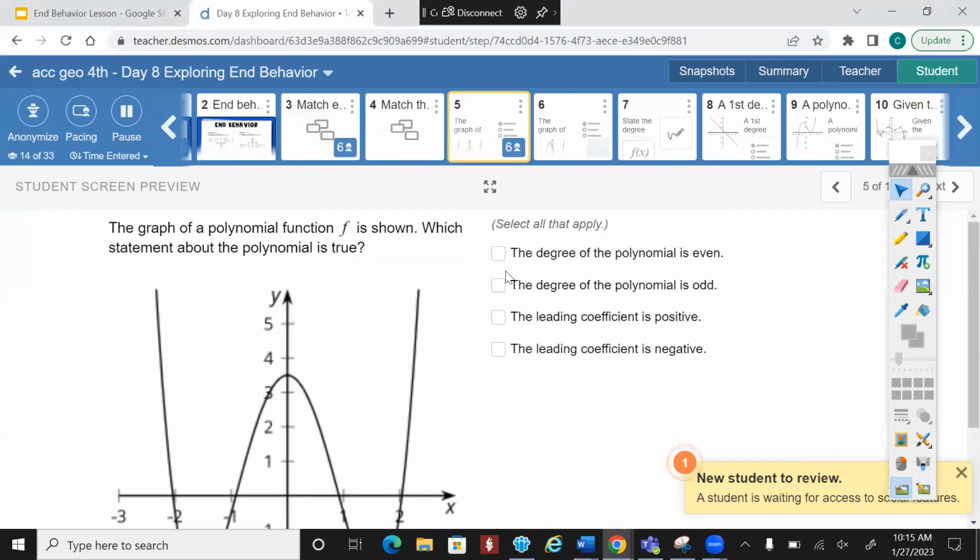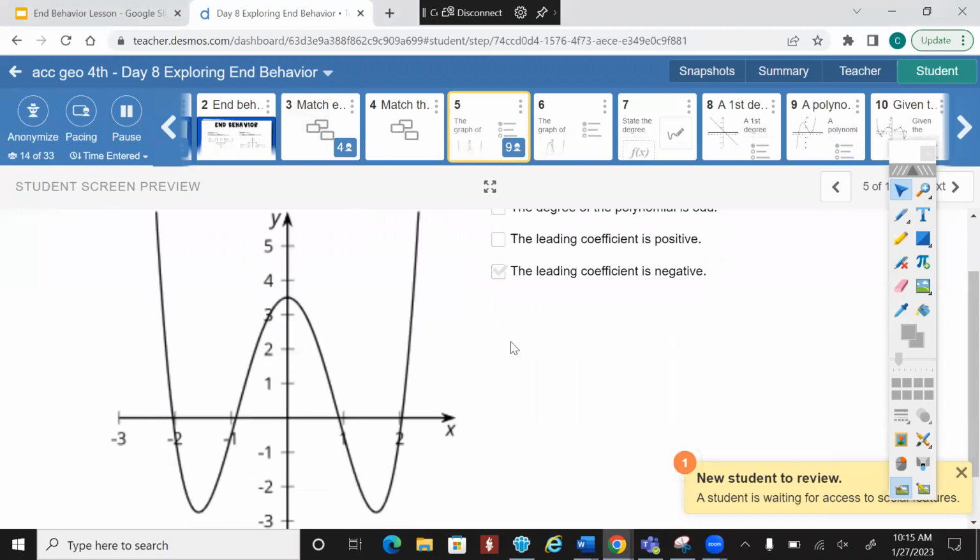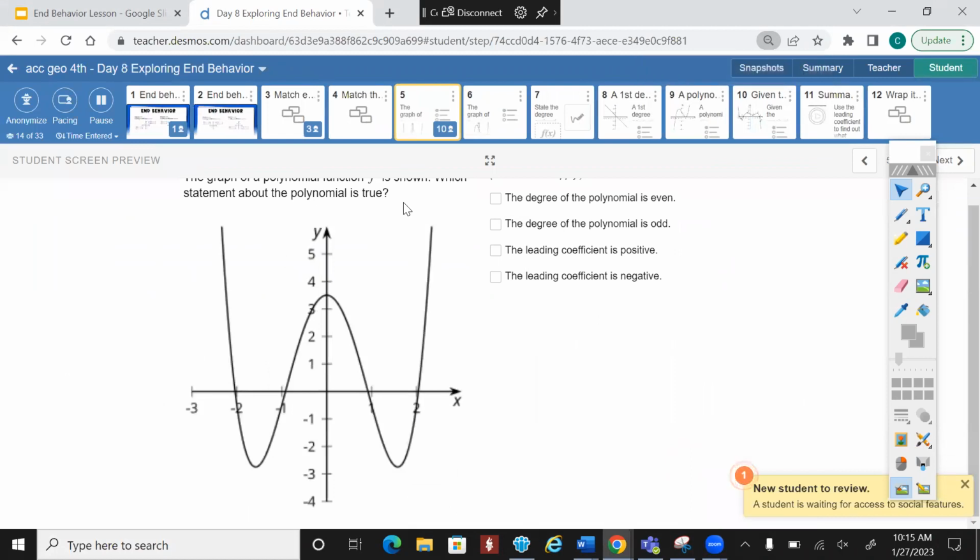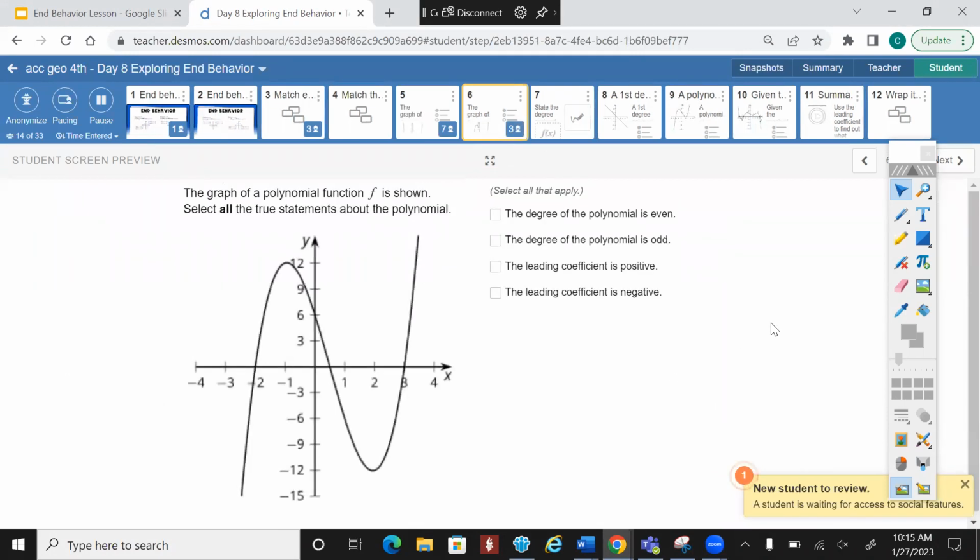Really quick, on slide 5, is the degree odd or even? How do you know, Ellen? They're both facing up, right? If they're both facing in the same direction, you know that it's going to be even. Okay, so it's even. Is it positive or negative? Positive, it's facing upwards. Looking at slide number 6, is this polynomial odd or even? Odd. And is it positive or negative? It's positive.